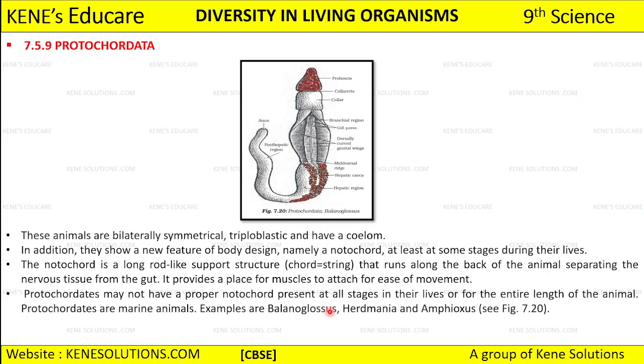But protochordates are marine animals. The examples of them are Balanoglossus, Herdmania and Amphioxus. So these are certain examples of Protochordata that we are having.